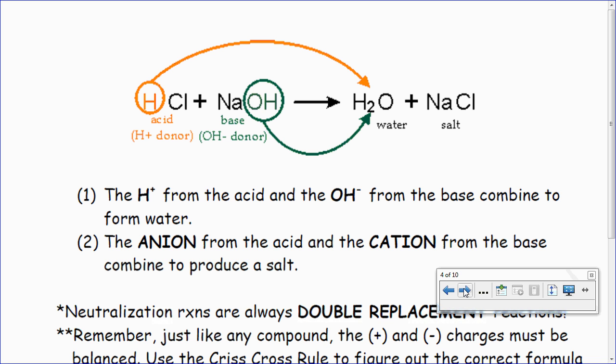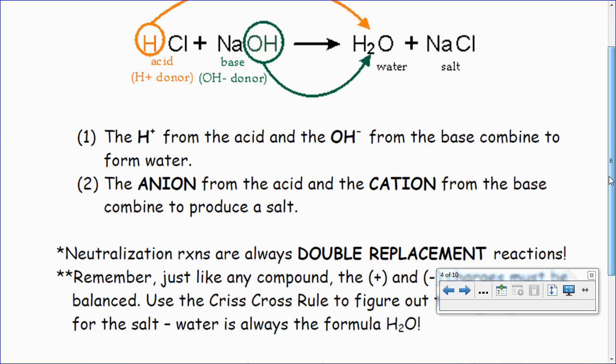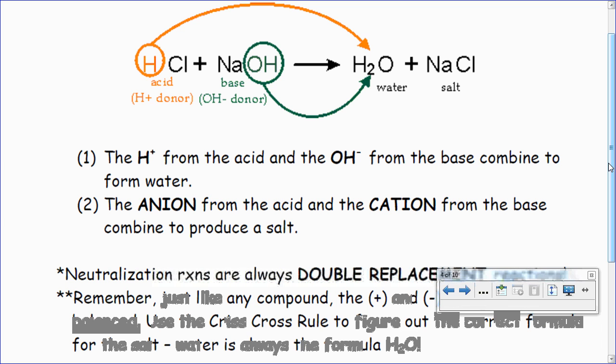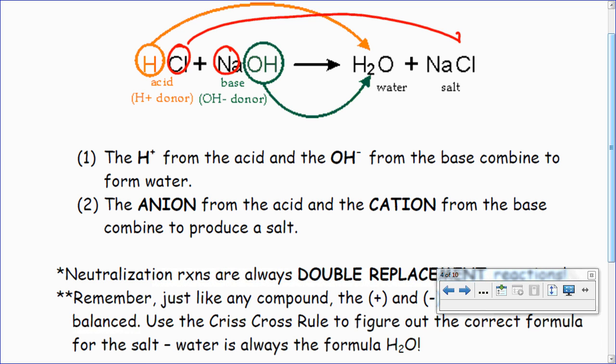Now, this is how they look. The acid, H plus donor, and the base, OH negative donor, come together to make water and a salt. H plus from the acid and the OH negative from the base combine. The anion from the acid and the cation from the base also combine to produce a salt, which was this second part here. These two coming together to make that species right there.